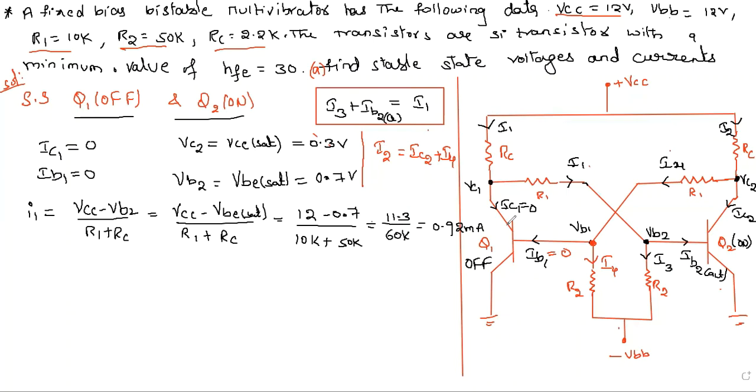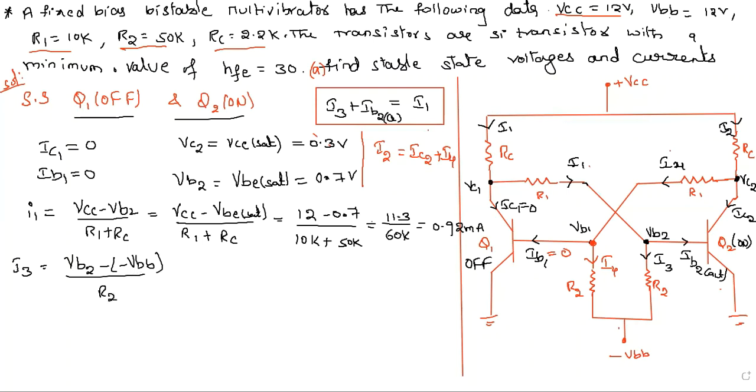0.92 milliamps. Now let us find what this I3 is. I3 is the current flowing through this R2 resistor. Here I know VB2, that is VBE saturation, and I know VBB is given as 12. So I3 is VB2 minus of minus VBB, divided by R2.